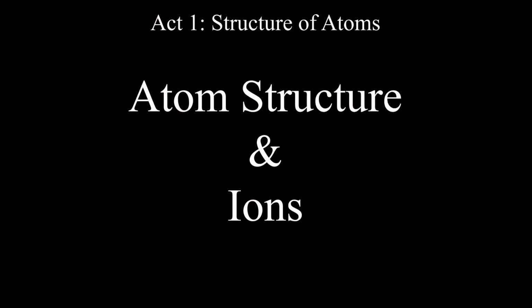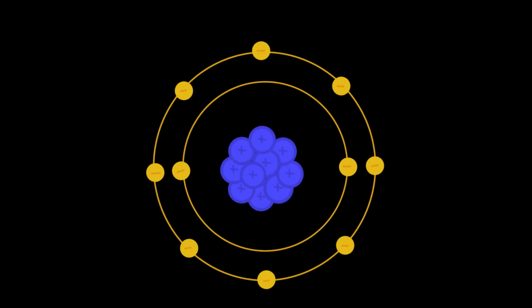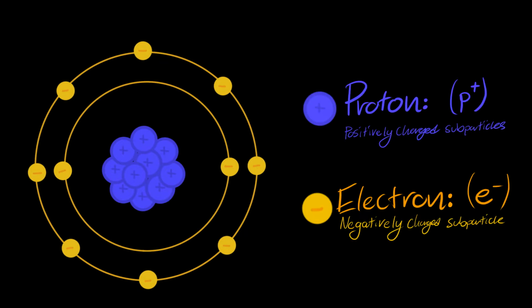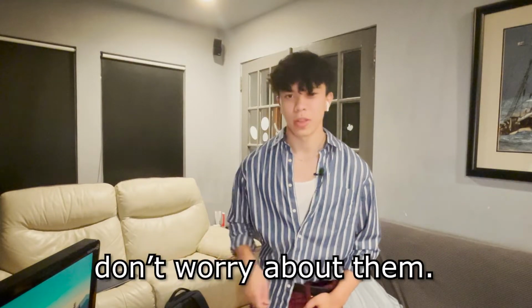Stuff is made of smaller stuff. You are made of cells, which are made of molecules, which are made of atoms. Atoms are composed of subparticles, positively charged protons and negatively charged electrons. There's also neutrally charged neutrons, but don't worry about them.